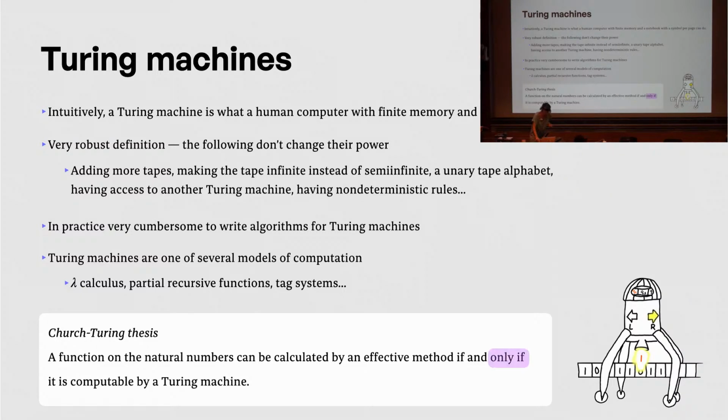But what matters for us is that computable now means Turing computable. So they capture the notion of effective computability. That's a very elusive notion, right? And that's a concrete model to capture that.